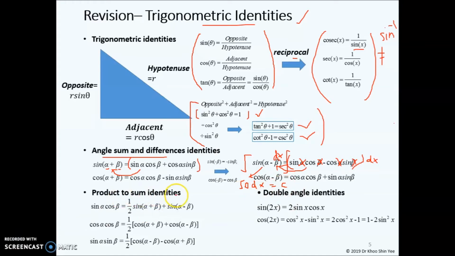Product to sum identities. So in this case, if you have a product like this, we can convert to a simple form here, sine only. Okay, so imagine that you want to integrate this. You cannot do so. But if you use this identity, you convert to this form, now you can do it.